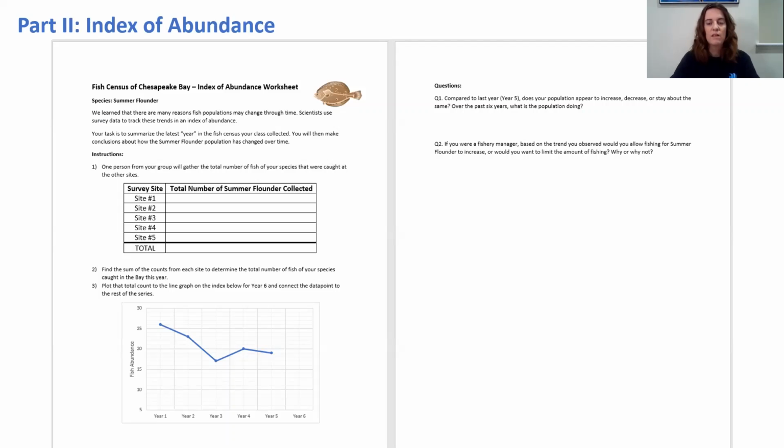The main objective of this lesson plan is for students to learn about how scientists study fishes in the Chesapeake Bay and how this information is then used to conserve and manage our bay's resources.